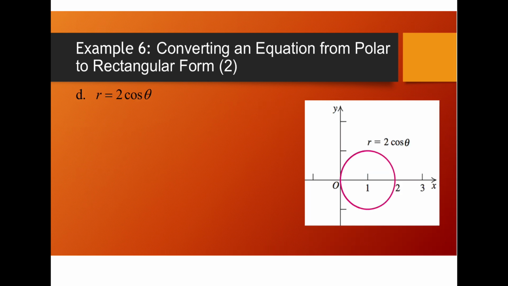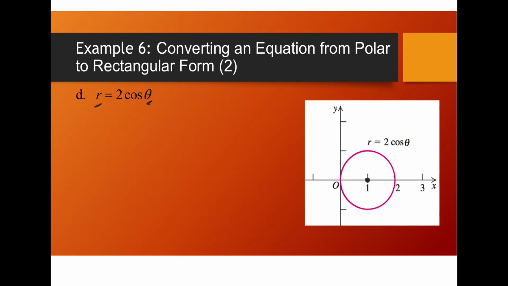For r equal to 2 cosine theta, this is the graph we get. It's centered at 1, 0, and we end up getting a circle around that point. So here we're actually given a theta and we're given an r. We want to look for a way to make this into x and y.